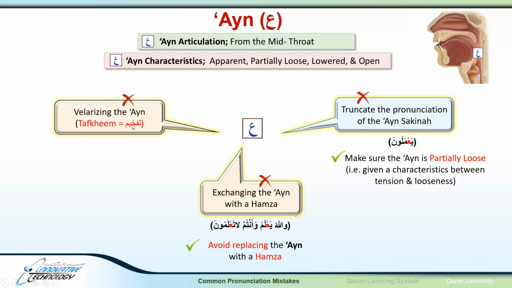And the third mistake of the Ain is velarizing it, making tafkhim for the Ain.